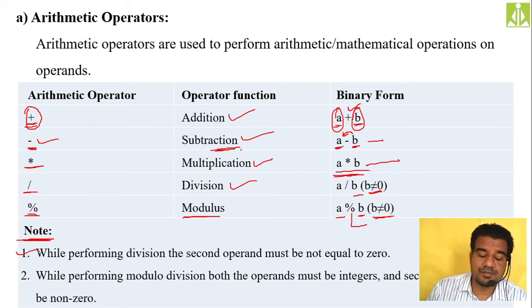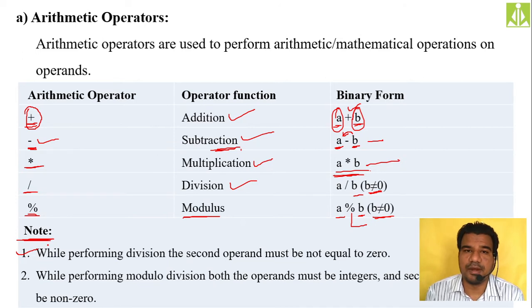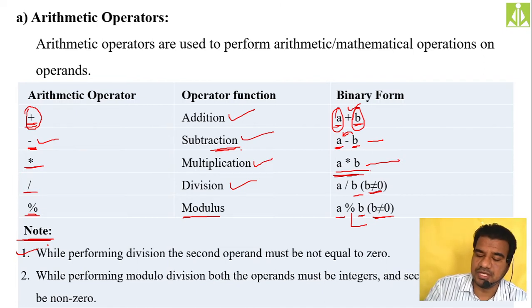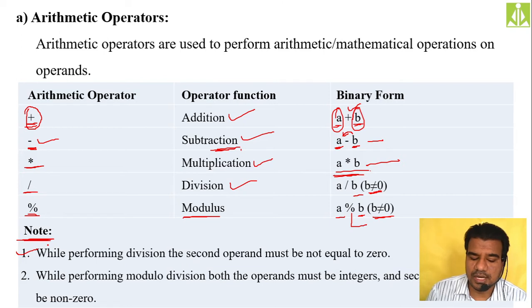The first point, if you see, while performing division, the second operand, that is the divisor, must not be equal to 0. If it is equal to 0, we will get infinity. While performing modular division, both operands a and b must be whole numbers, integers, and the second operand must be non-zero. This b value must not be equal to 0.